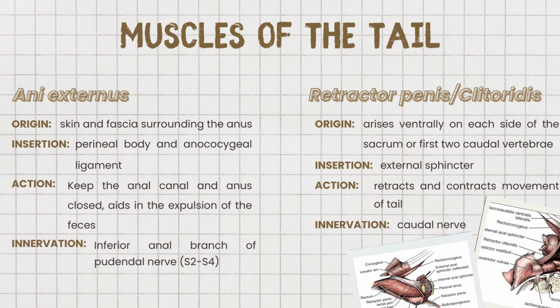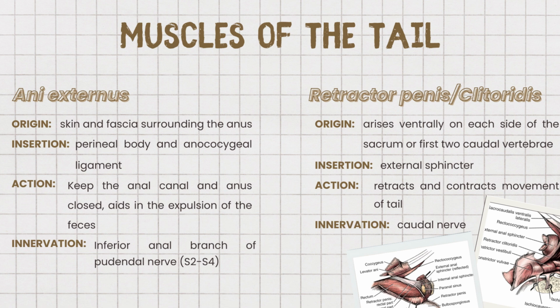And then the sphincter ani externus, it's located on the skin and fascia surrounding the anus. The insertion would be the perineal body and anococcygeal ligament, and its action is to keep the anal canal and the anus closed. It's in the expulsion of the feces as well. Its innervation would be the inferior anal branch of the pudendal nerve, or sacral 2 to sacral 4.